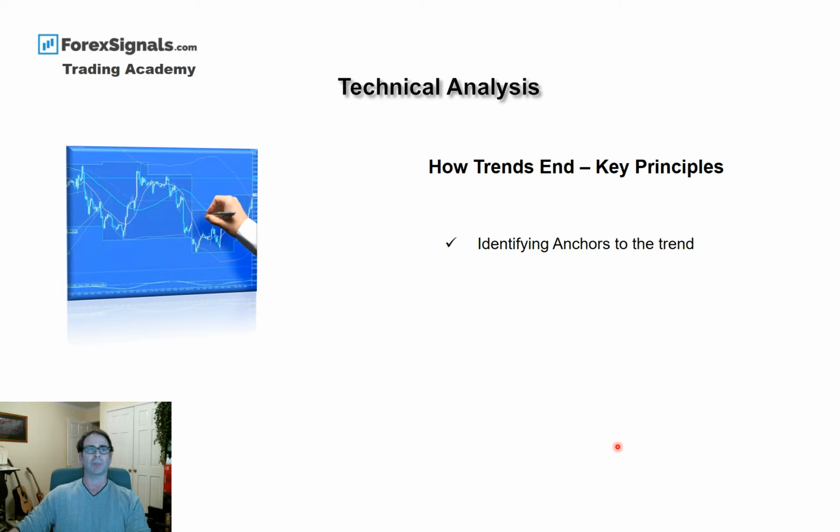We also looked at some key principles. One of those was identifying the anchors to trend, uptrend and downtrend. We also looked at determining price acceptance. What is price acceptance? And then finally, we looked at applying weight of evidence to determine trend change. Now, I know there's a lot of concepts here, but once you begin to apply these, you will find that these become second nature to your analysis.